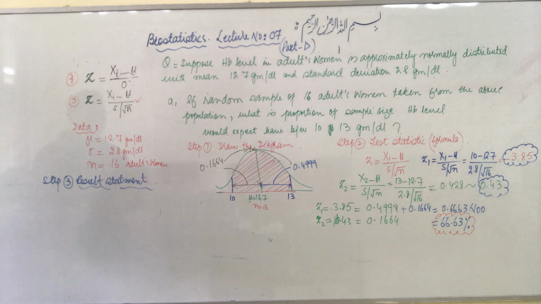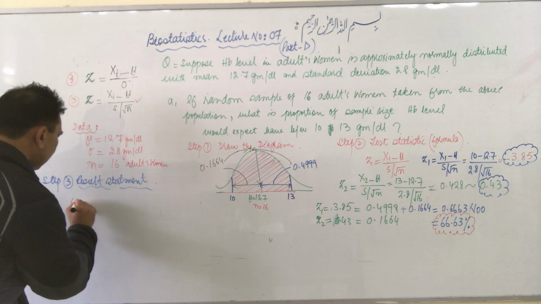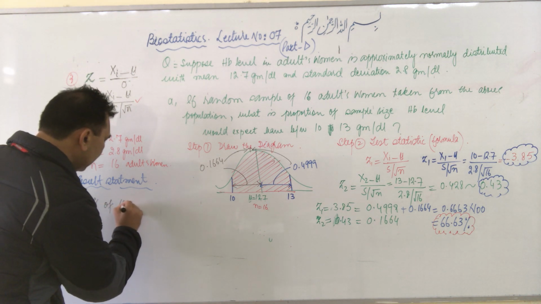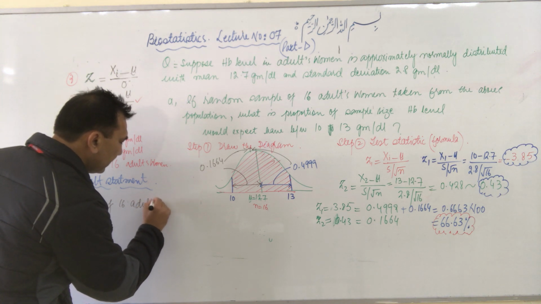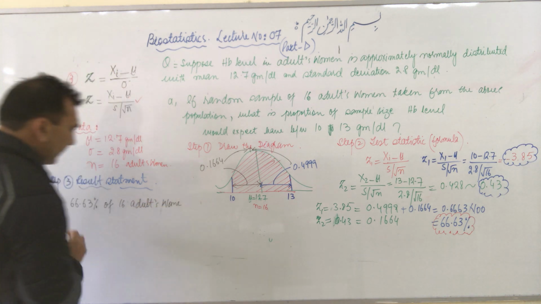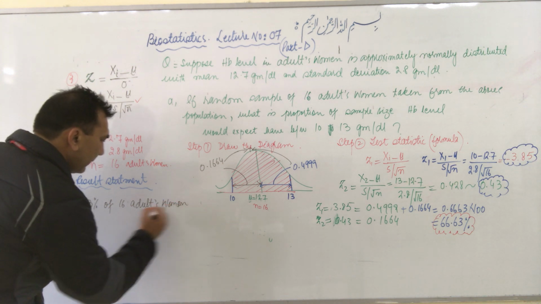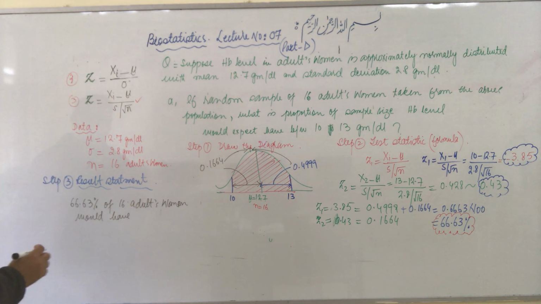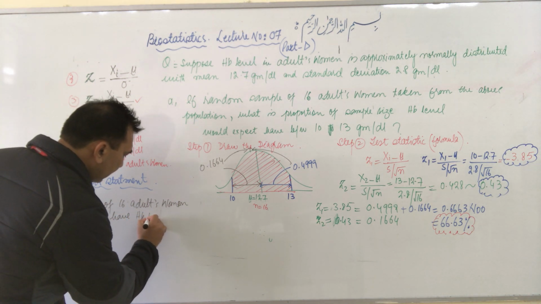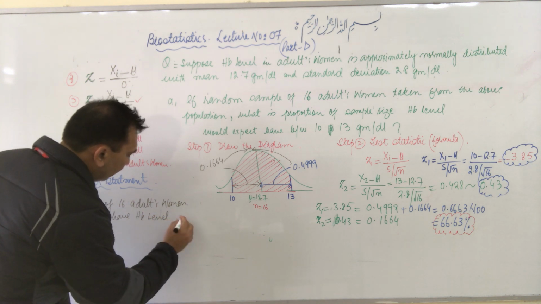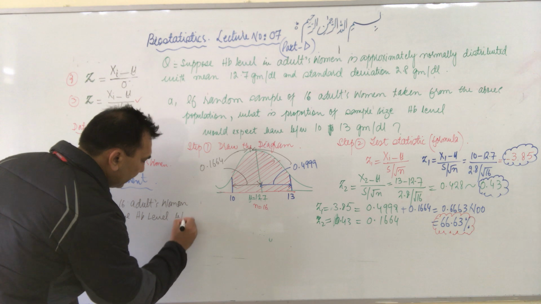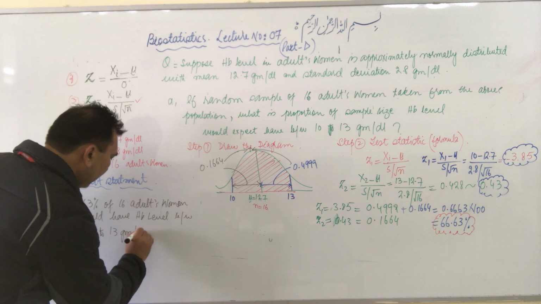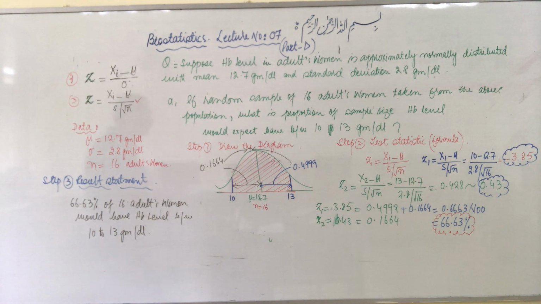So in the result statement, we will write down that 66.63% of the 16 adult women would have the hemoglobin level between 10 to 13 gram per deciliter.